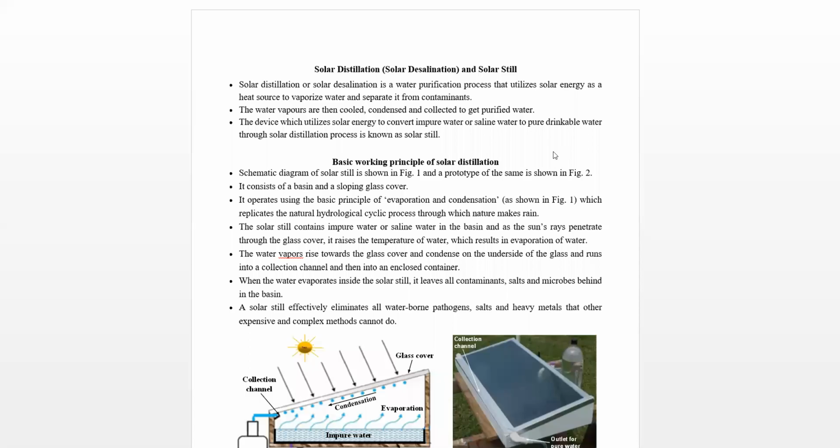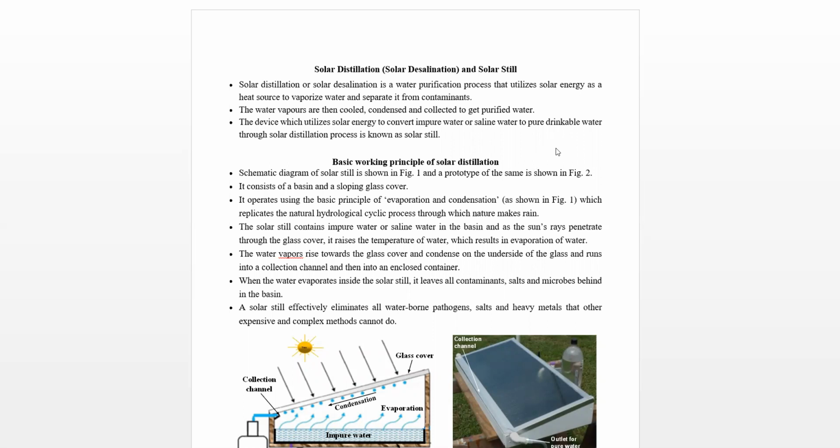My dear students, this lecture is on solar distillation process, right? So first let me explain what is distillation. Distillation is a process of separating components of a mixture based on different boiling points, right? Let me explain it further with certain example.